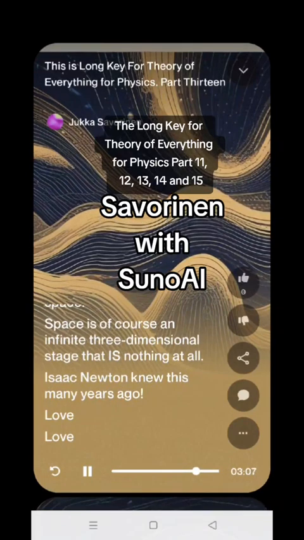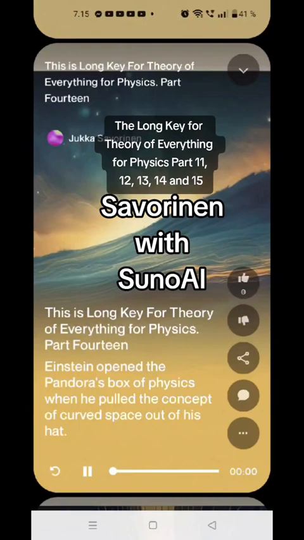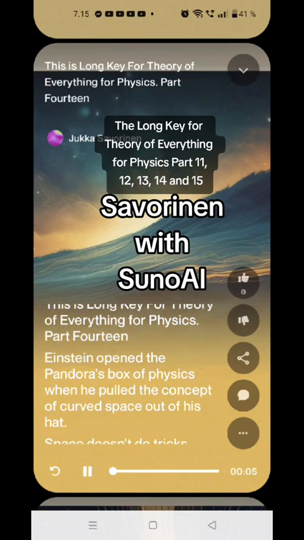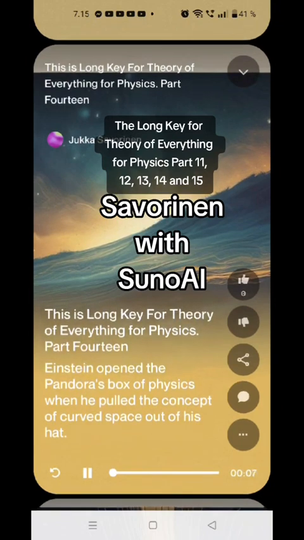Space is, of course, an infinite three-dimensional stage that is nothing at all. Isaac Newton knew this many years ago. The daylight theory of everything from physics experts to the Einstein.